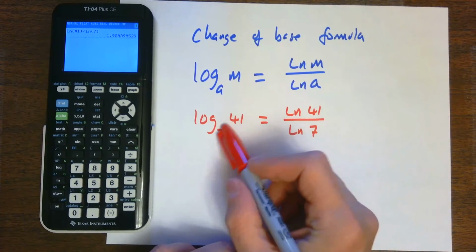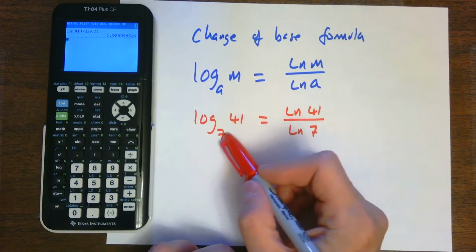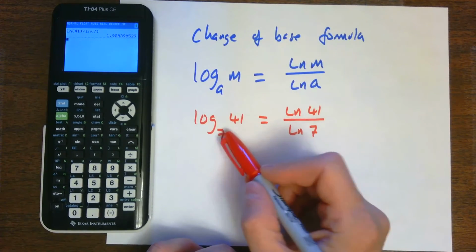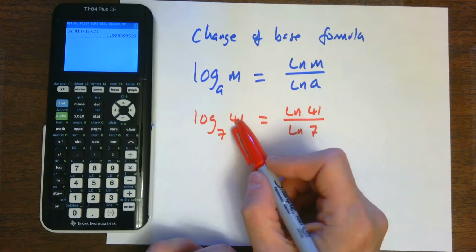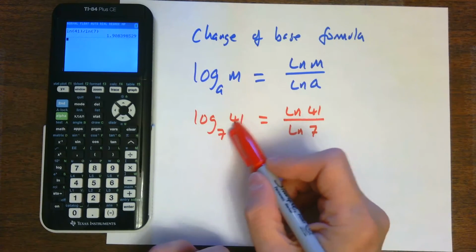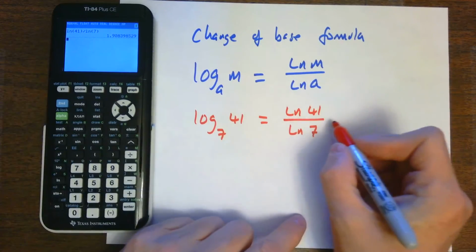And here, I didn't even rewrite it. 7 to what power is 49? Well, 7 to the first power is 7. 7 squared is 49. So it's somewhere between 1 and 2, closer to 2. And sure enough, there it is.